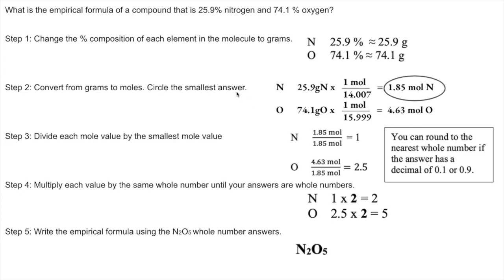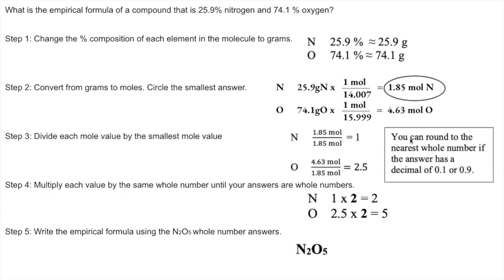For step 2, it says circle the smallest answer. We will need to know which one is the lowest in moles for the next part. For step 3, we're going to divide each mole value by the smallest mole value. The smallest mole value, which we circled, was 1.85. So for nitrogen, 1.85 divided by 1.85 will give us 1. And for oxygen, 4.63 divided by 1.85 will give us, when rounded, 2.5.